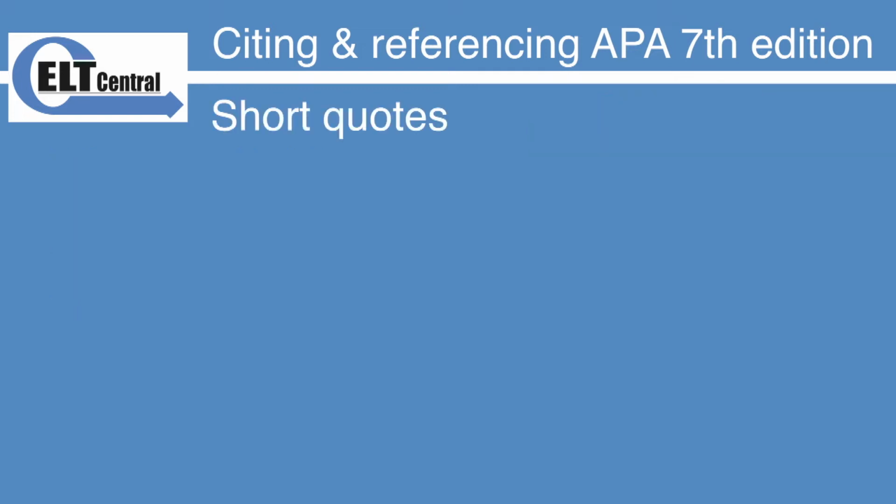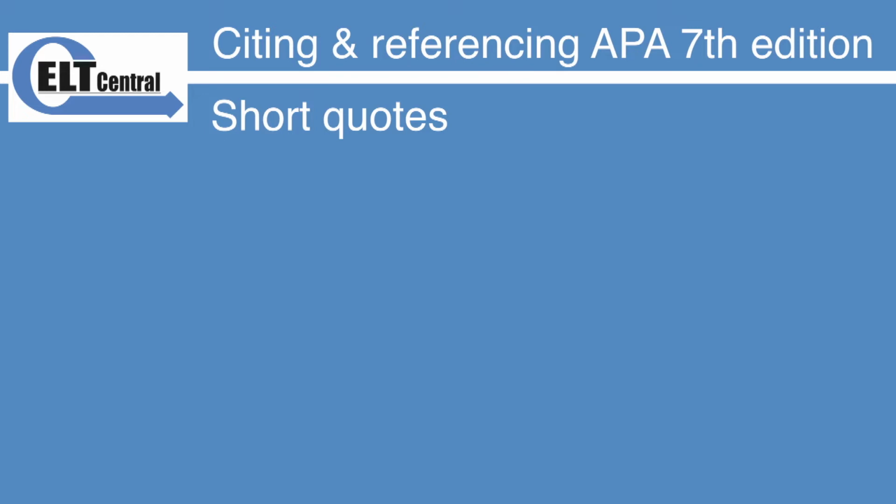Let's have a look at how we do it. All right, so let's look at, first of all, most obvious is a short quote from a book using an in-text citation. Just in case you're not sure what that is, an in-text citation is a piece of information that tells the reader that the idea or the direct quote within that sentence has come from someone else.